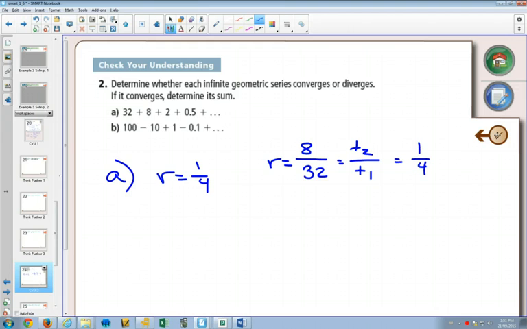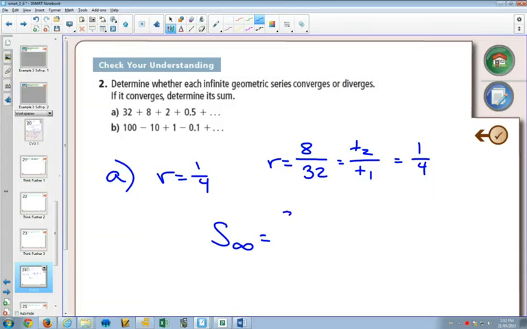You could choose 2 divided by 8. You will get 1/4. You could do a half divided by 2. You will get 1/4. So any two consecutive terms, if you divide them, you're going to find your R value. That's going to come in helpful when you can't see it with mental math. Okay? Because R is 1/4, will this converge or diverge? This one will converge, so we are able to figure out what this infinite sum is.